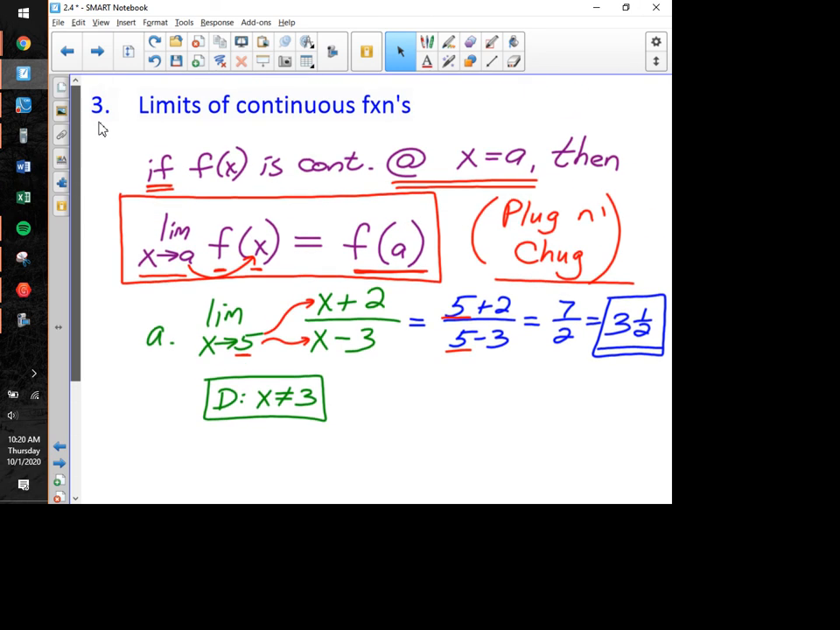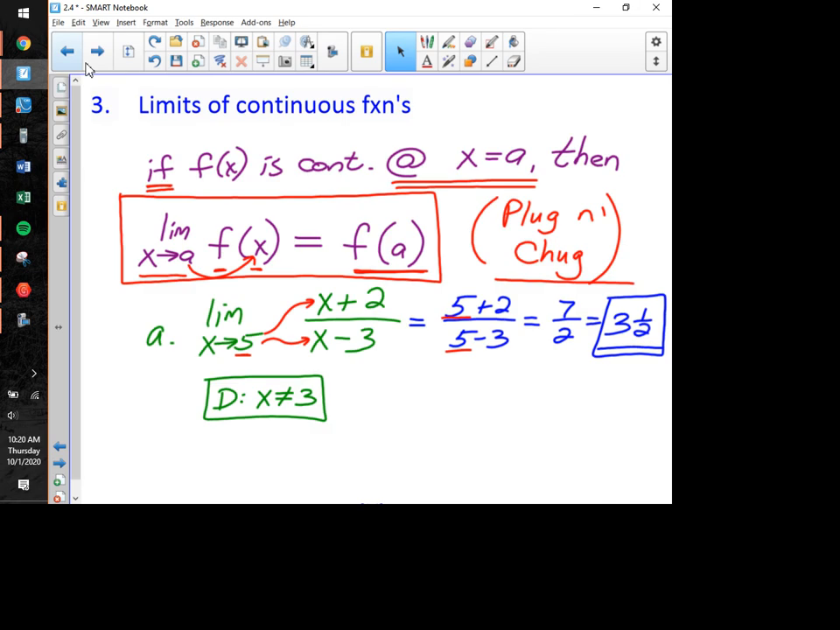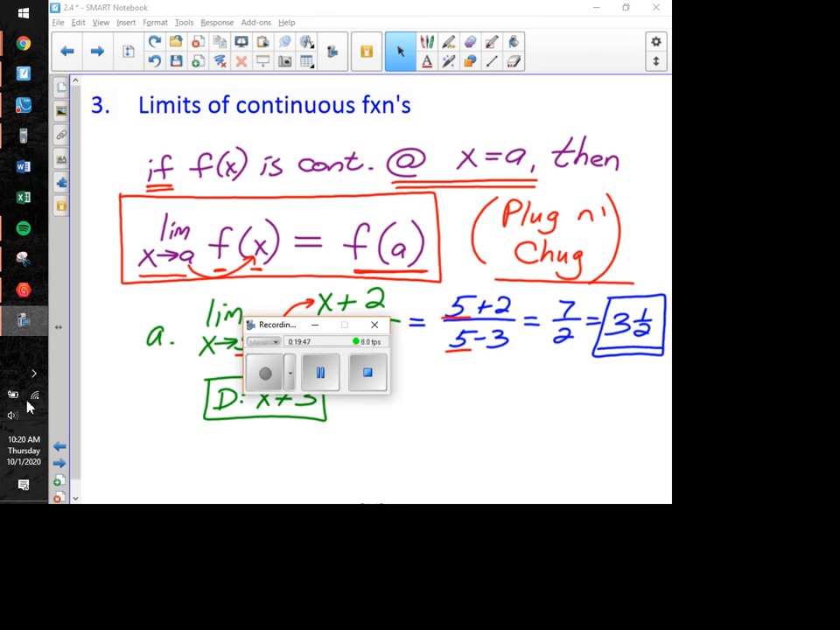So that's kind of a nice thing to know moving forward, and it probably should have come sooner in this chapter. But that's a wrap for us right now, guys, on section 2.4. So let's give that homework a try, and let me know if you guys have any questions.